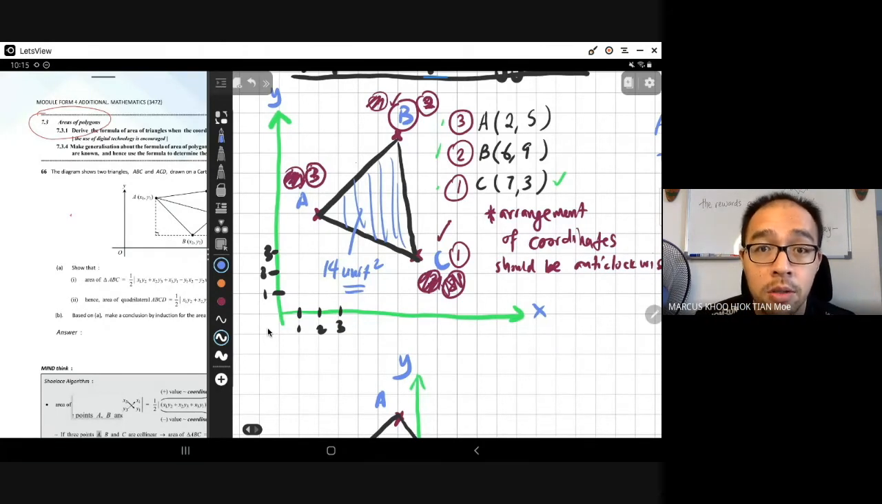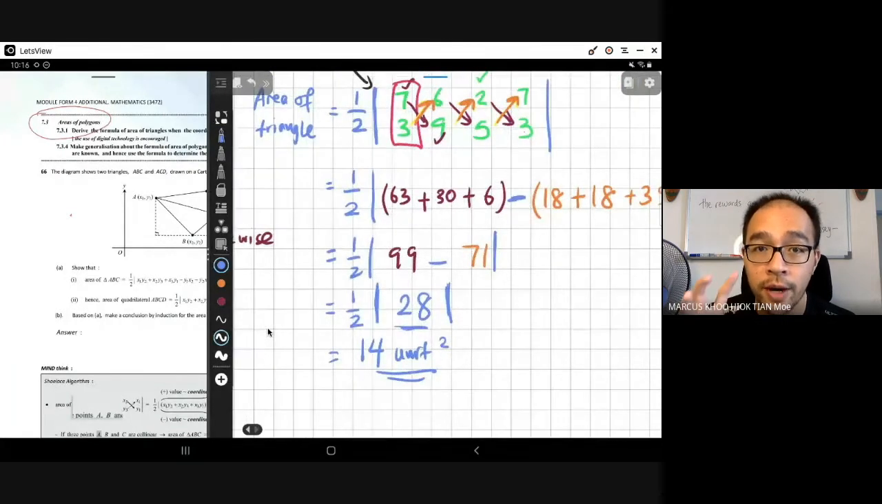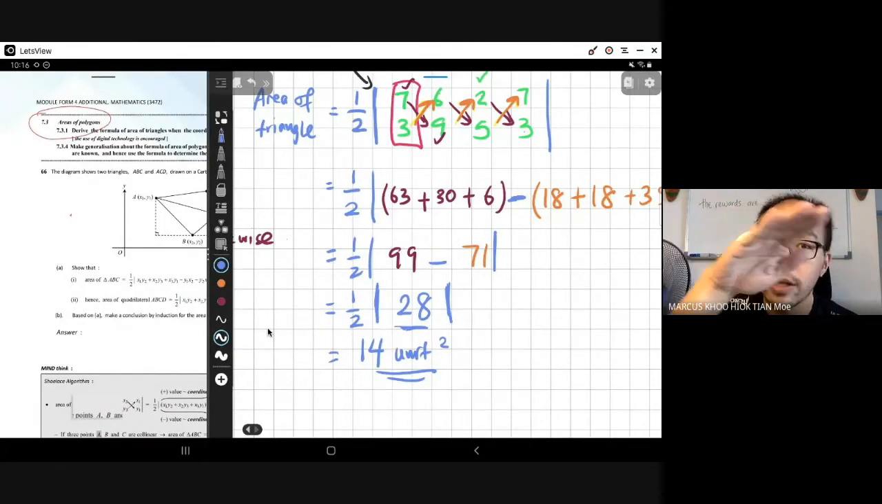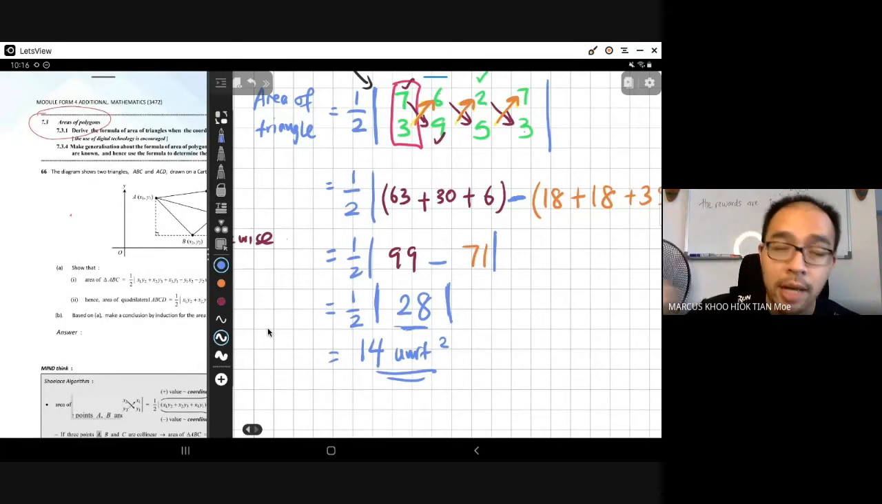Okay, so that is basically the shortcut or the formula to find the area of anything. You find the area of a triangle, you find the area of a polygon, also the same method. You arrange all the coordinates, x, y, x, y, x, y, x, y, then you multiply downwards, and then you multiply upwards, you minus, and then you solve this one.